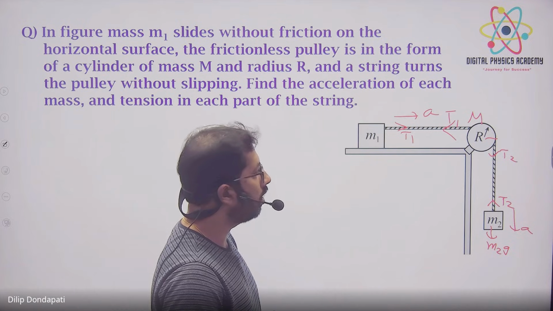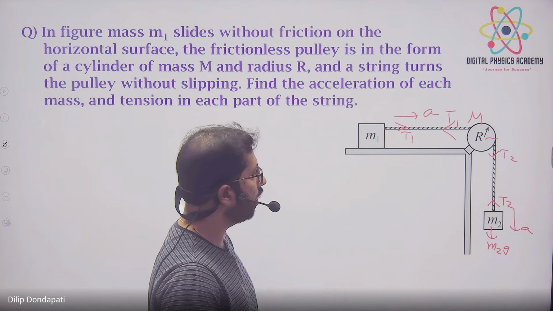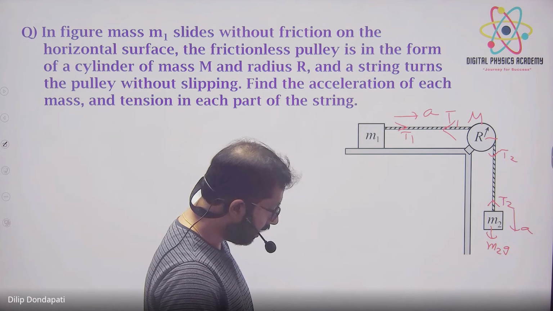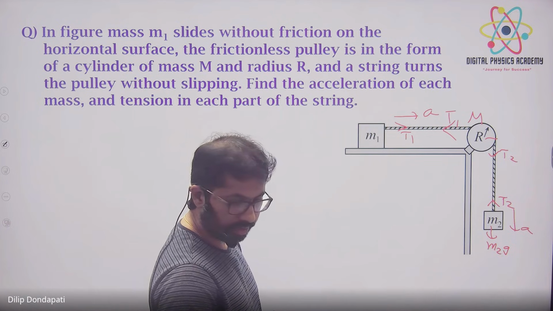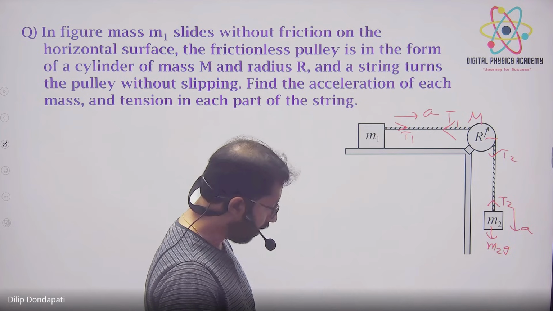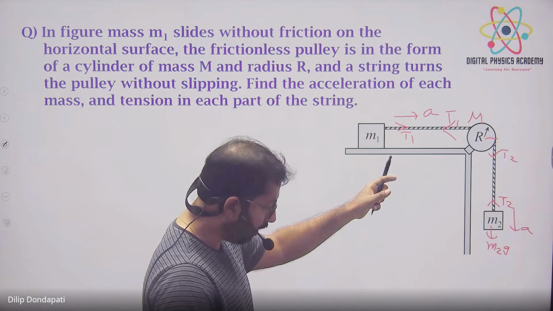Sir, the T1 will be M1A, right? I got T1 equal to M1A and M2G minus T2 equal to M2A. Yes, M2A. And T2 minus T1 times of R is equal to I alpha. I is I only. M2G by M1 plus M2 minus capital M by 2. No, last one wrong. M2G by M1 plus M2 plus moment of inertia I only put, right?